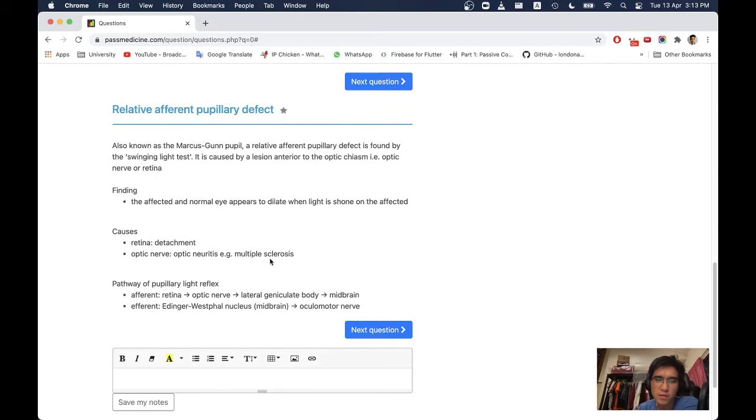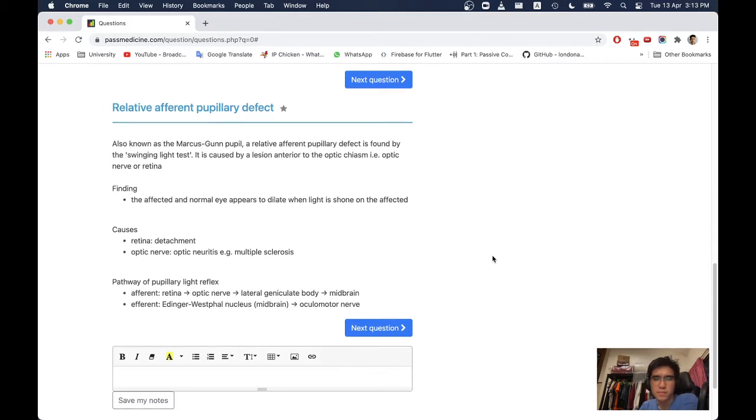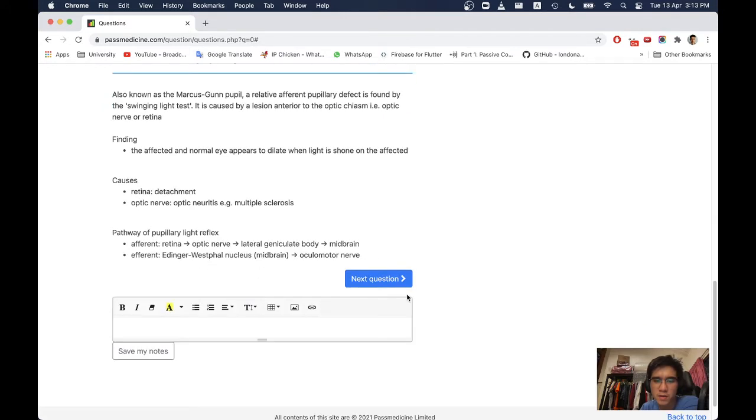Finding the affected and normal eye appears to dilate when light is shone on the affected eye. The afferent pathway of the pupillary reflex is the retina to the optic nerve to the lateral geniculate body to the midbrain. Efferent is the Edinger-Westphal nucleus of the midbrain to the oculomotor nerve.